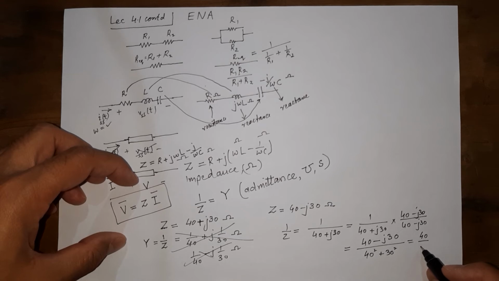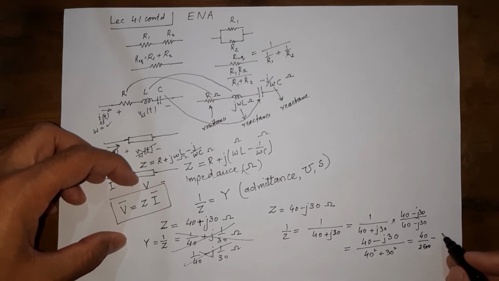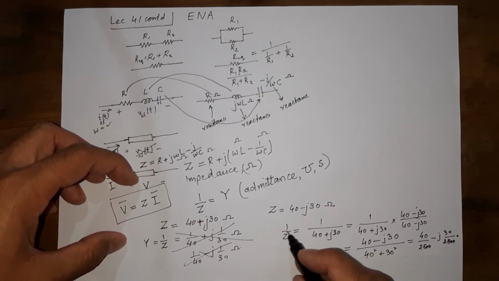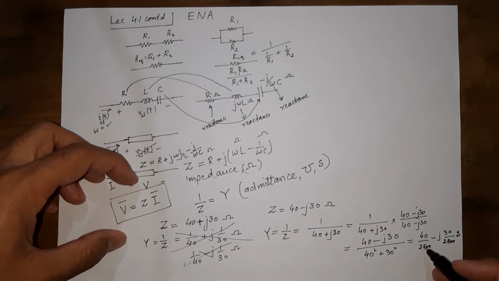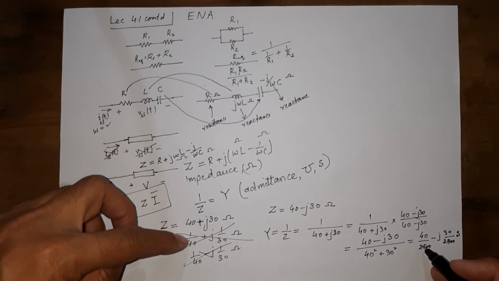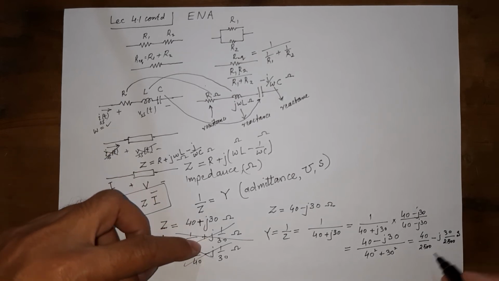$2,500 minus iota 30 over 2,500, and this is 1 over Z, the admittance. So Siemens is the unit that we will be using. So it is much different from 1 over 40 and much different from 1 over 30.